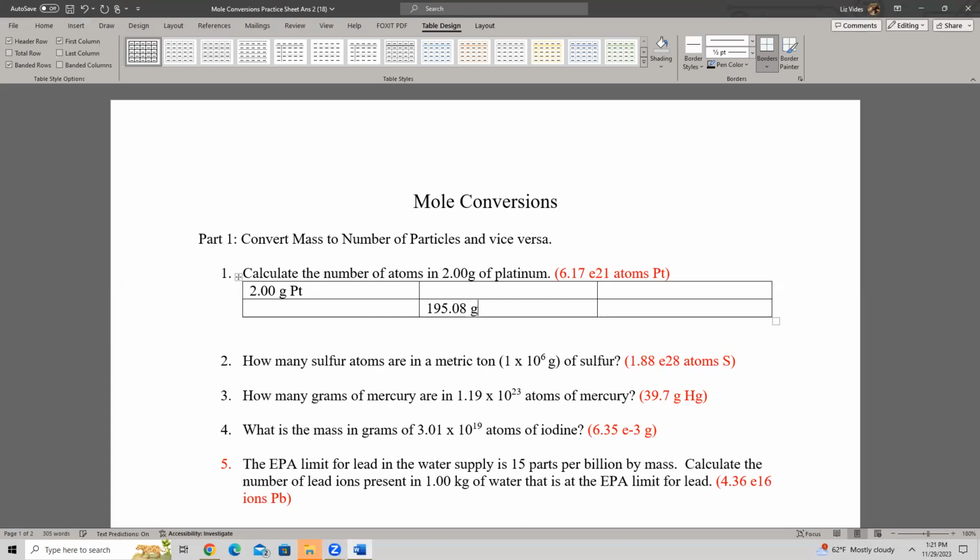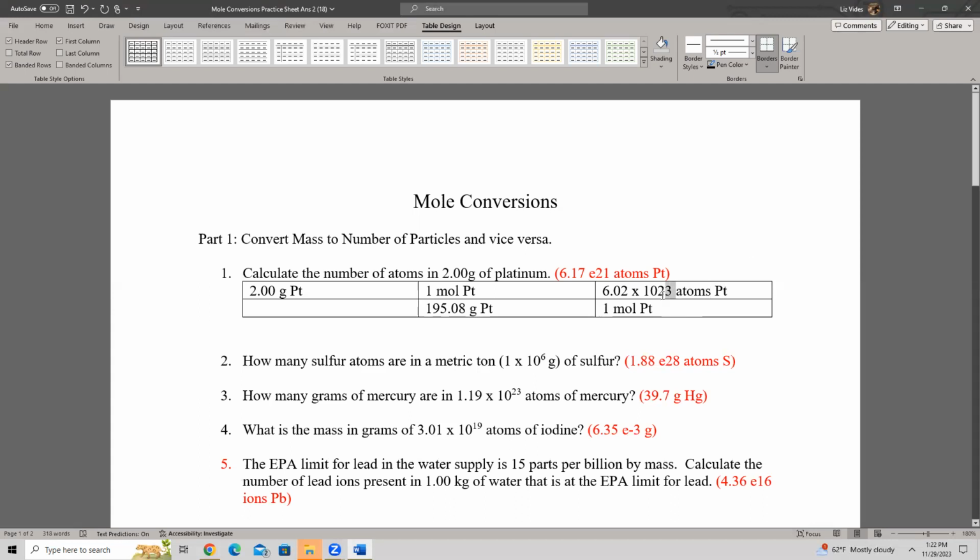So 195.08 grams of platinum goes on the bottom because we want to get rid of it, right? 1 mole. And that's how you abbreviate mole of platinum. All right. But that's not where we want to go. We want to go to number of atoms. So according to your little diagram, it says to use Avogadro's number. And 1 mole should go on the bottom because we want to get rid of it. And now Avogadro's number is right here. And that would be atoms of platinum.